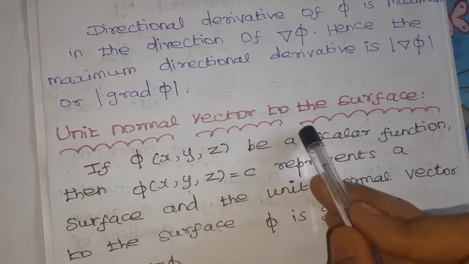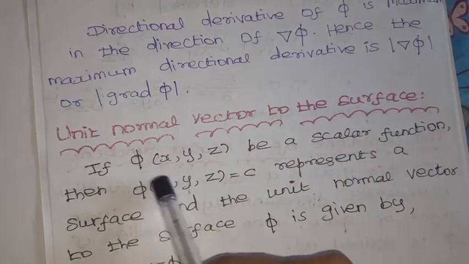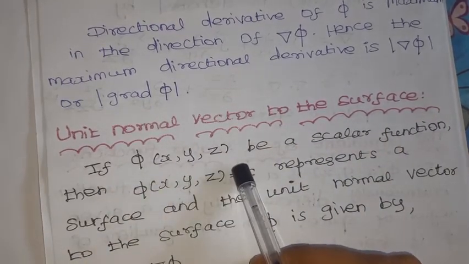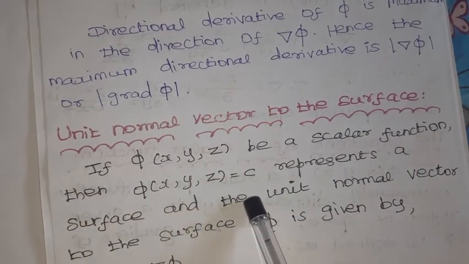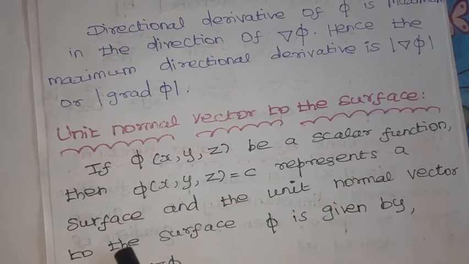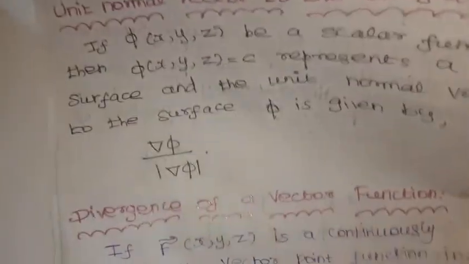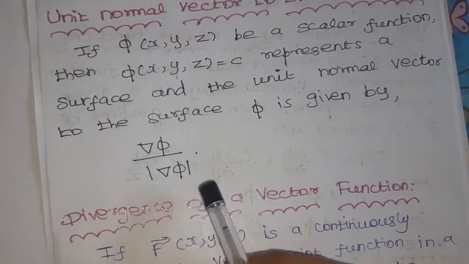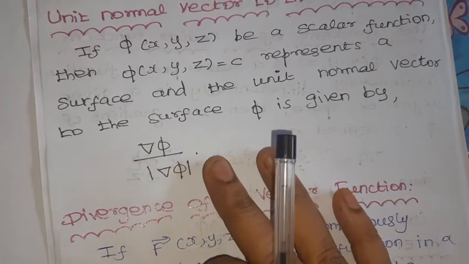Unit normal vector to the surface. If phi of x, y, z is a scalar function, then phi of x, y, z equal to c represents a surface, and the unit normal vector to the surface phi is given by del phi divided by modulus del phi. This is the formula for the unit normal vector, and it is also very important.